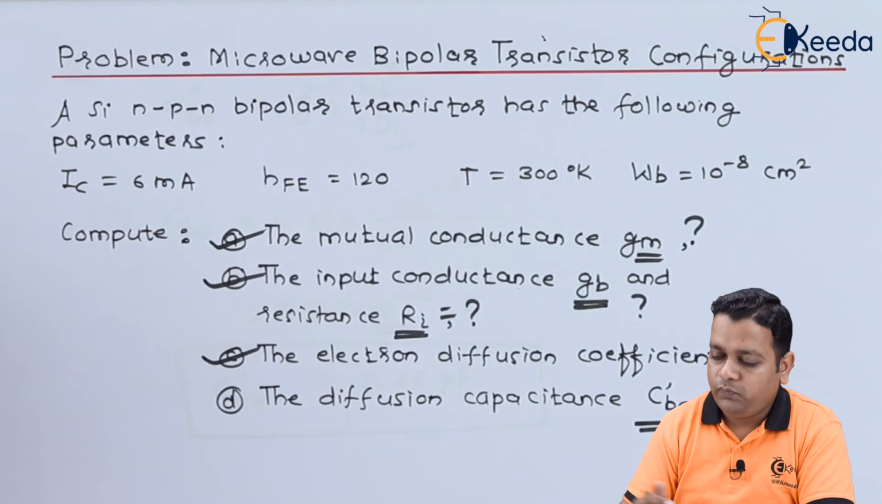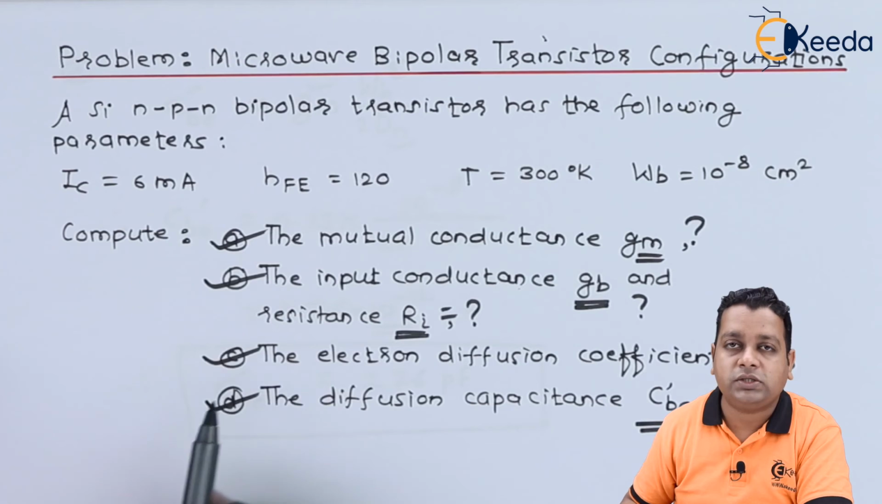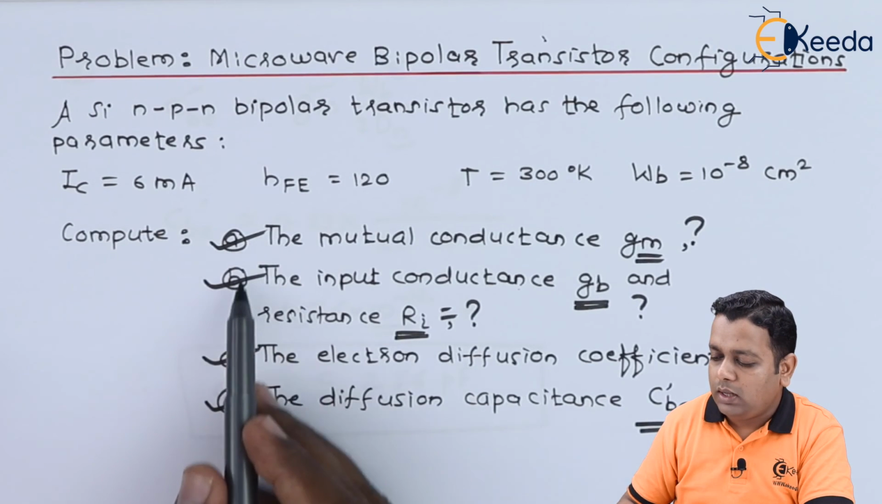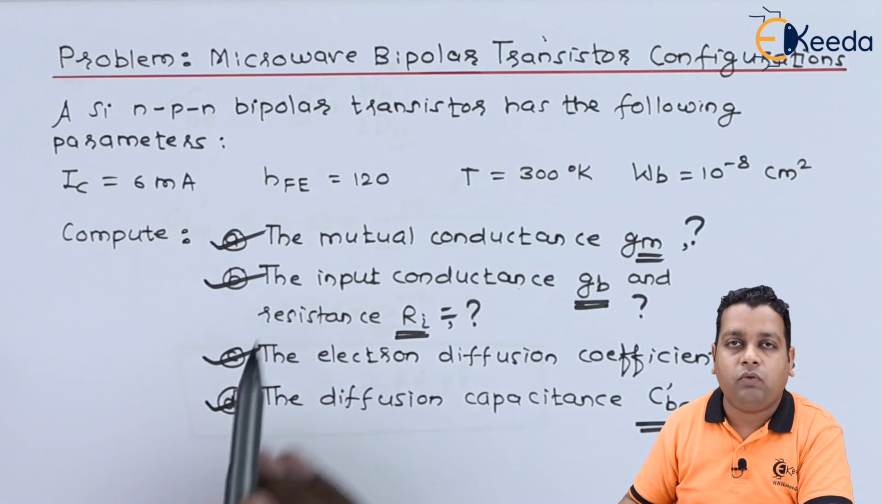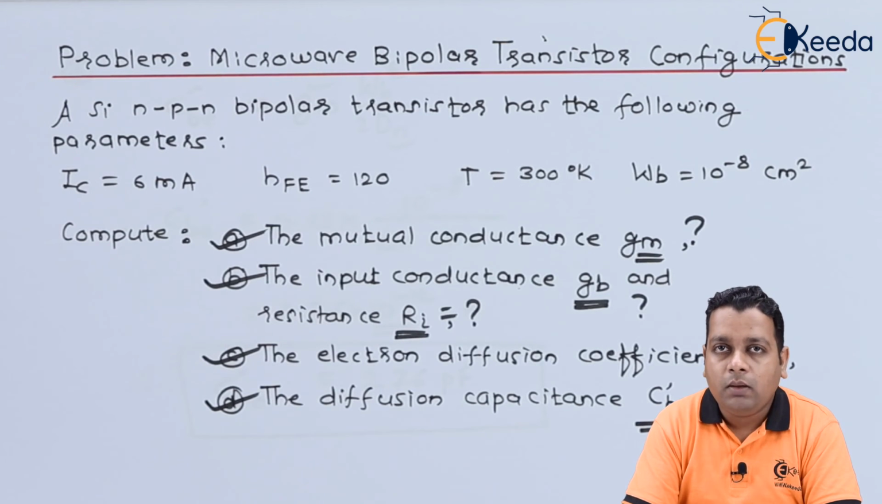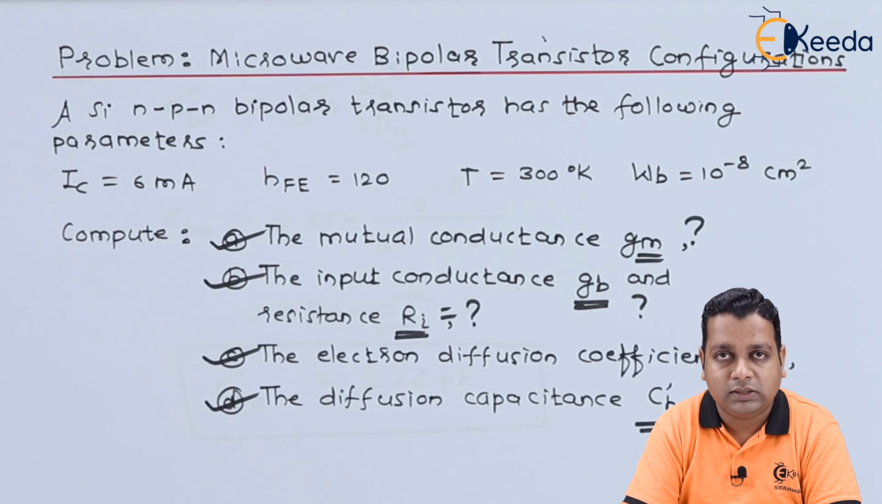So with this answer we are covered with the computations of part A, B, C and D for this particular problem. By the next lecture we shall be addressing the topic, the operating principles of microwave bipolar transistors. I hope you are getting the details of microwave engineering very well.